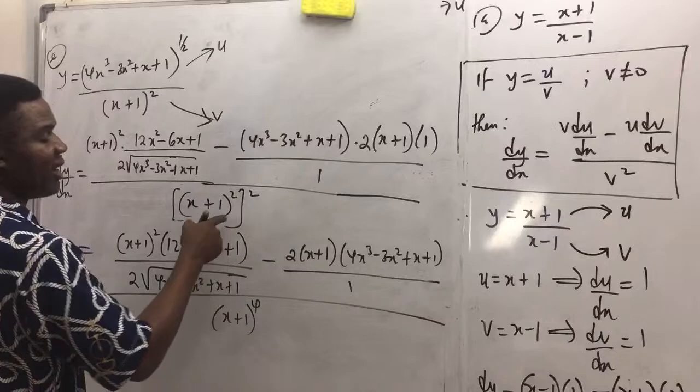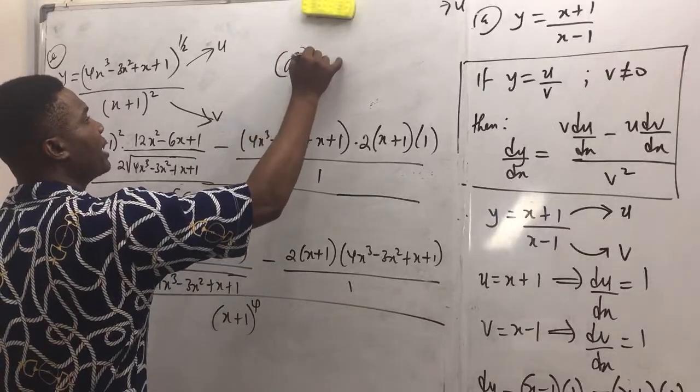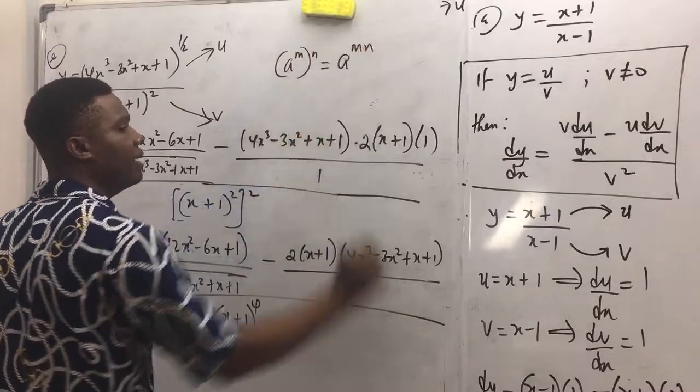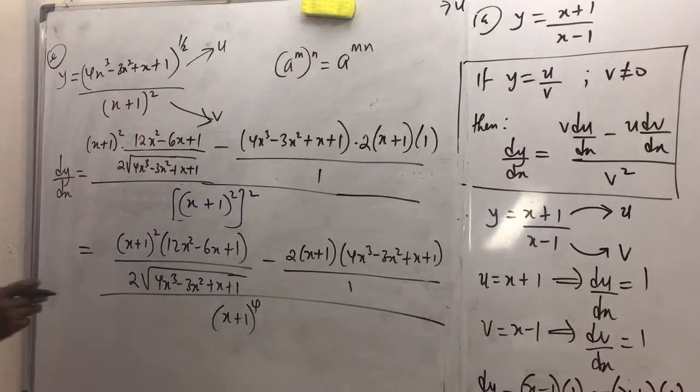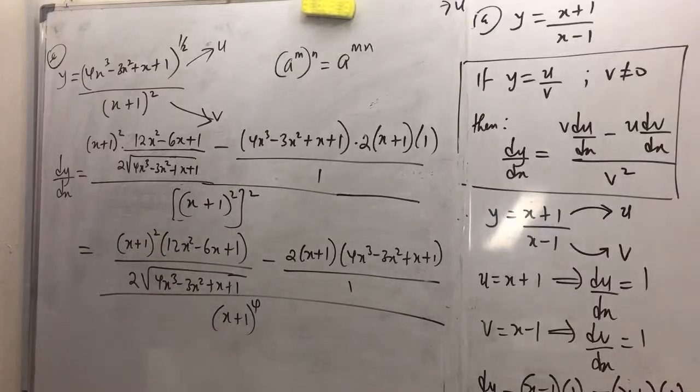Now please take note, what I've done in the denominator comes from this rule of indices. A raised to the power m in bracket n is equal to a raised to the power mn. Okay? So by that rule, the powers will multiply to give this final result. You could simplify further if you so choose. Okay? But we have actually differentiated that function.